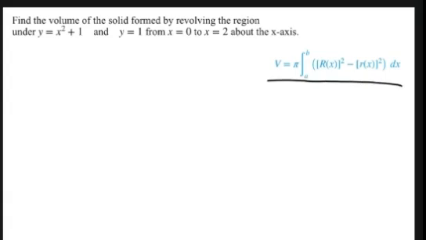And here the outer radius is the distance from the x-axis to the top of the curve, which is y equals x squared plus 1. The inner radius is the distance from the x-axis to the bottom curve, which is y equals 1.